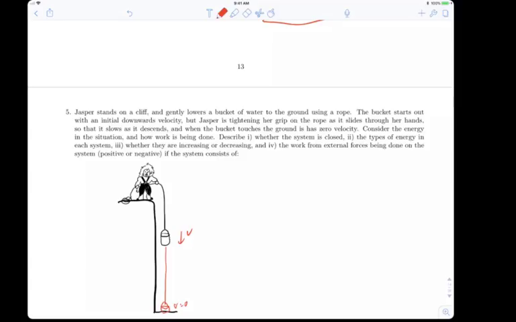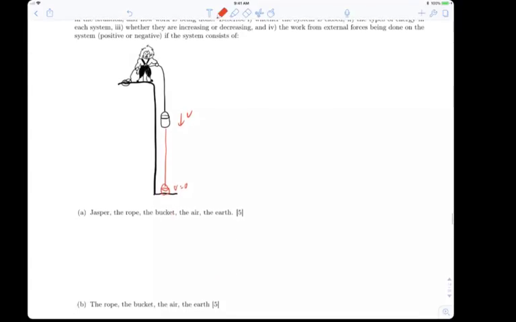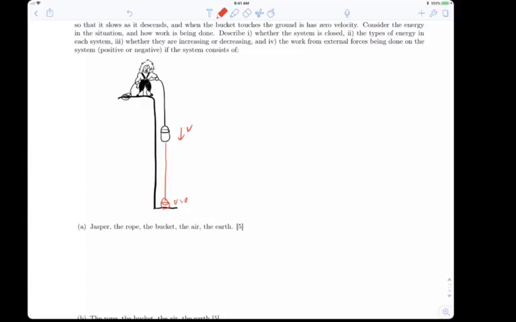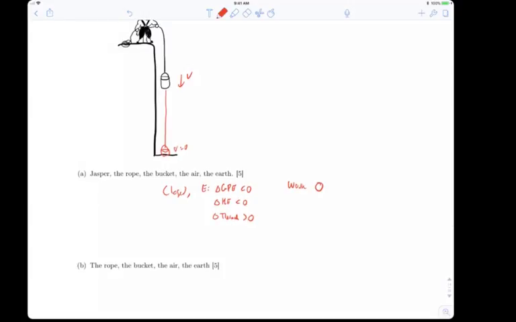The work by external forces being positive and negative, if the system consists of Jasper, the rope, the bucket, the air, and the earth. The system is closed. Types of energy: there's GPE, KE, thermal. The gravitational potential energy is decreasing. Kinetic energy is decreasing. Thermal is increasing. The work: there's no other forces, no other work. Rope, the bucket, the air, the earth.